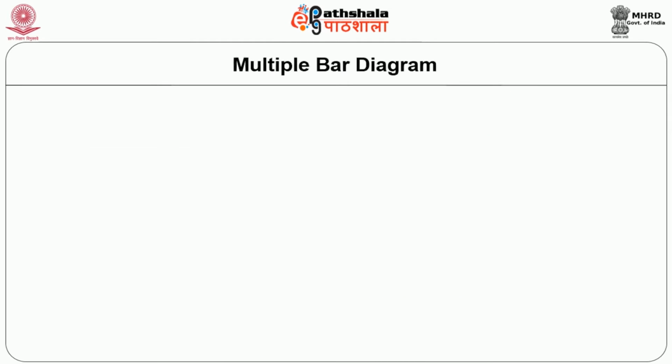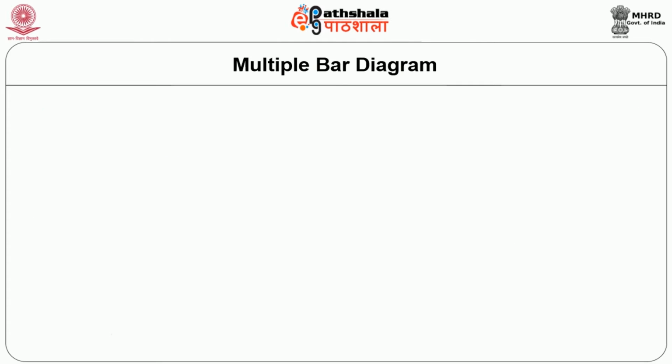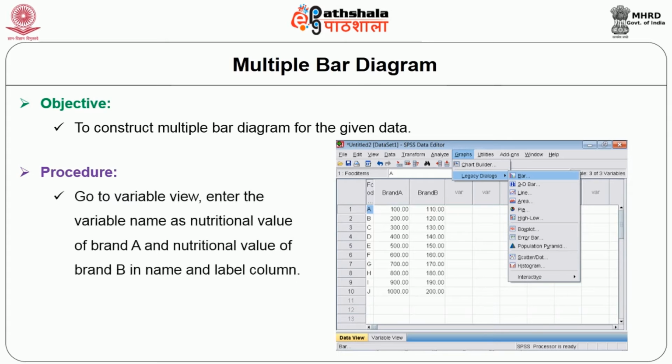Then multiple bar diagram. Construct a multiple bar diagram for the following data on nutrition content of brand A and brand B. The objective of this analysis is to construct the multiple bar diagram for the given data. The following is the procedure. Enter the data on nutritional content of brand A and brand B in the SPSS datasheet.